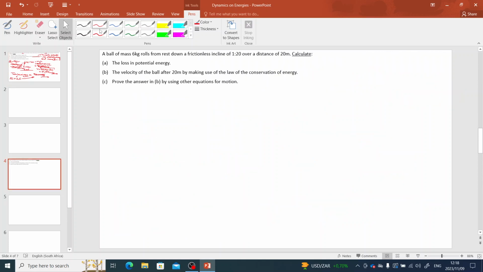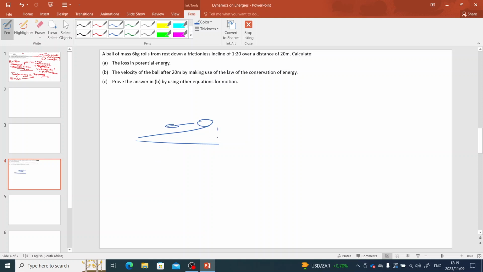Let's look at the second one. On the second question, we are given a ball of a mass that rolls from rest down a frictionless incline. Now, you are having an incline. You are having that ball there. It's rolling on the frictionless surface.